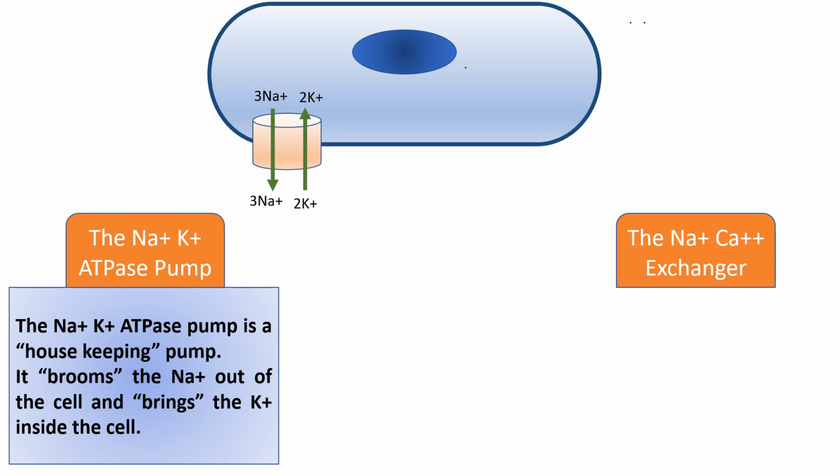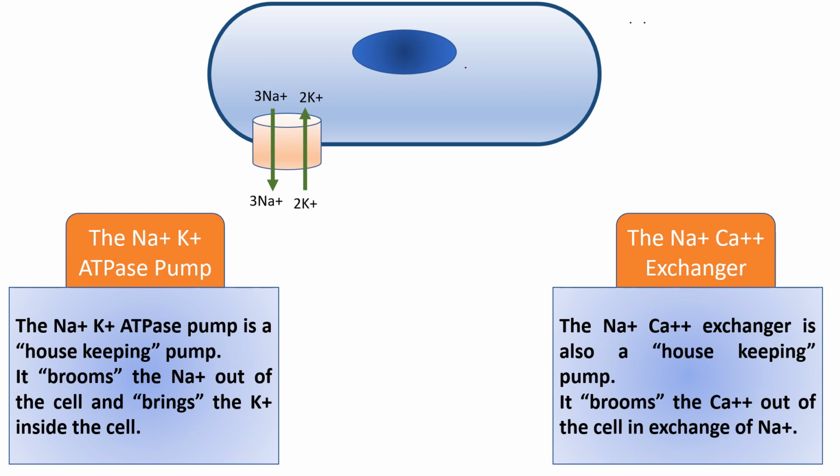There is another important pump known as the sodium-calcium exchanger. The sodium-calcium exchanger is also a housekeeping pump. It pumps the calcium out of the cell in exchange for sodium. So let us see the schematic flow diagram. Sodium is moving inside the cell and simultaneously calcium is moving outside the cell.